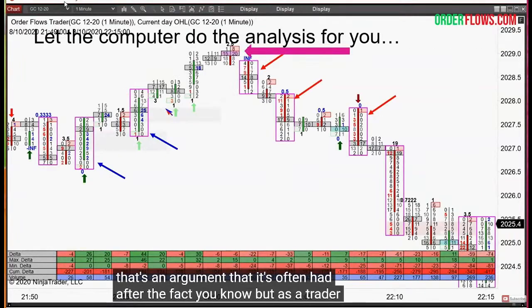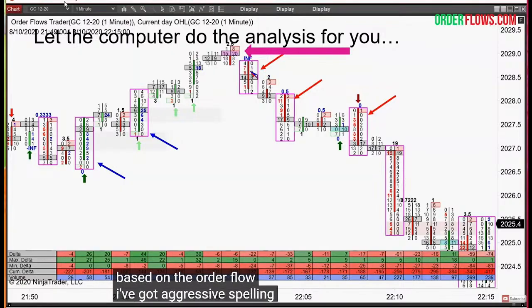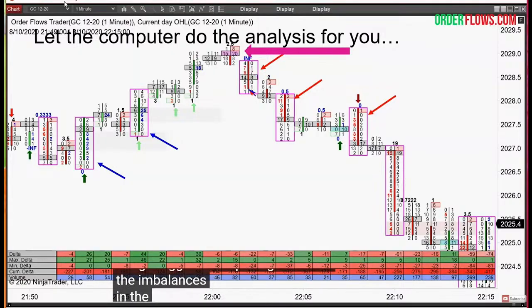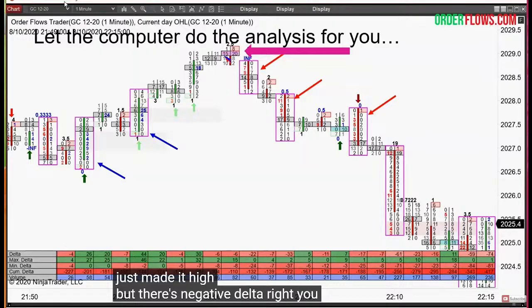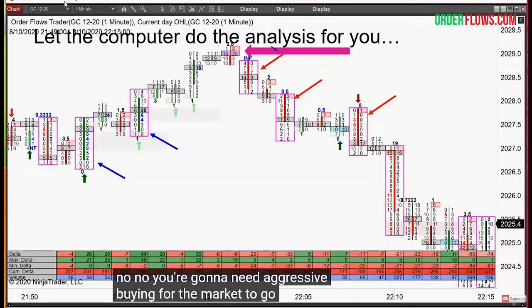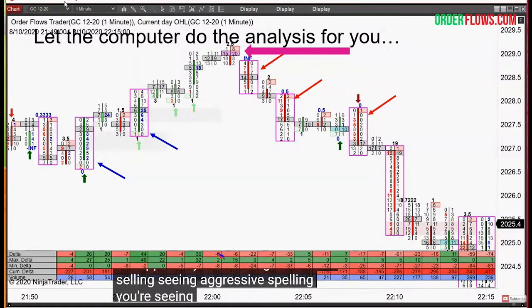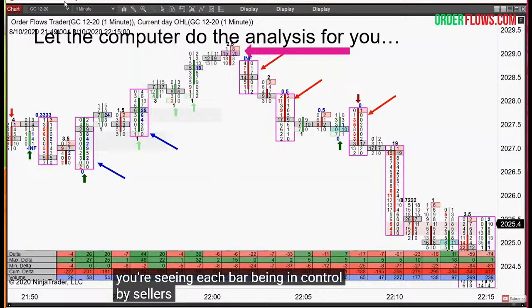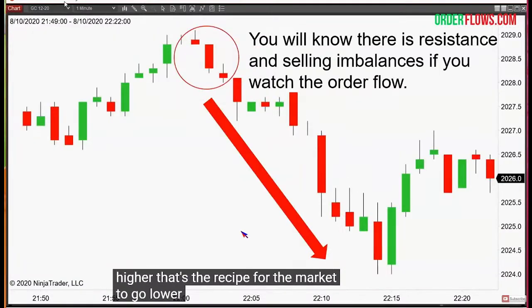But as a trader, you want to be alerted. Okay, I've got resistance up here based on the order flow. I've got aggressive selling based on the imbalances in the order flow. I've got negative delta that's telling me sellers are in control. We just made a high, but there's negative delta. Do you think the market's going to go higher? No, it's not. You're going to need aggressive buying for the market to go higher. Instead, you're seeing the opposite. You're seeing resistance, you're seeing aggressive selling, you're seeing each bar being in control by sellers. That's not a recipe for a market to go higher. That's a recipe for the market to go lower.